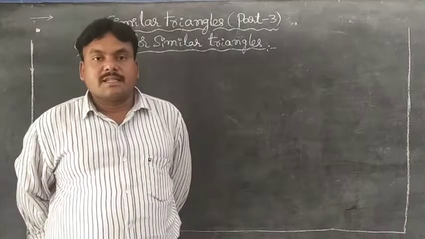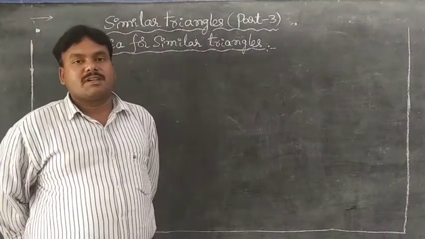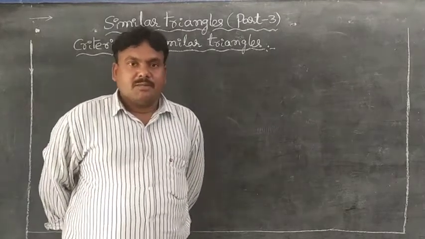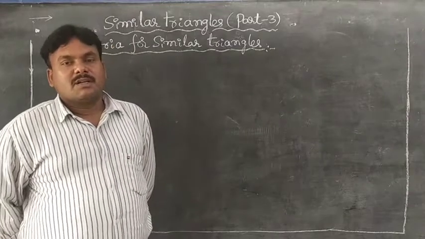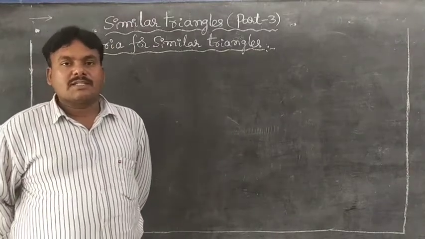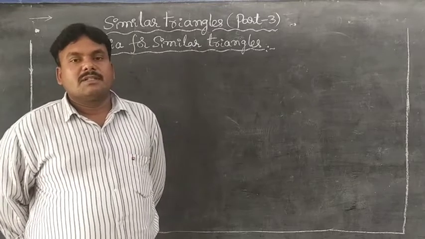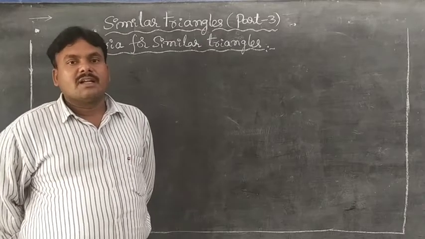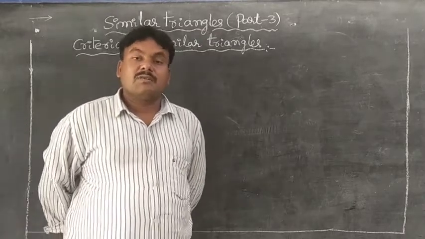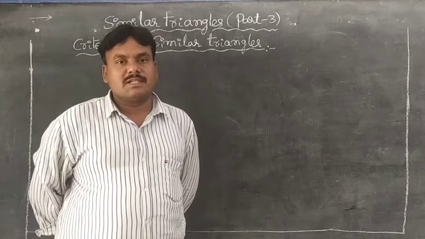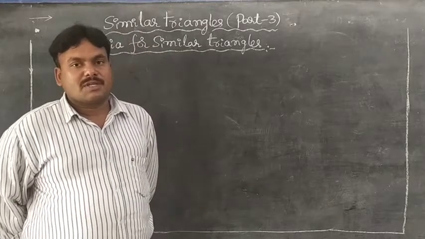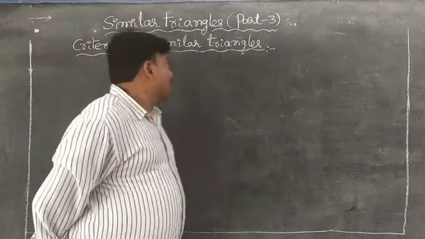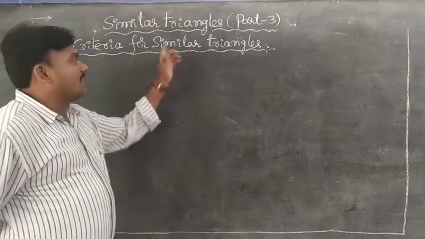Similar triangles is the most important chapter on the academic side. In that we discuss different parts. In part 1, what are similar triangles and congruent triangles, along with BPT, the basic proportionality theorem, related problems, and also the converse of the basic proportionality theorem, up to the exercise problems. In that we discuss one more important topic. What is that? Criteria for similar triangles.